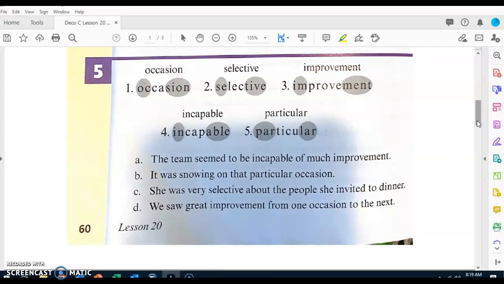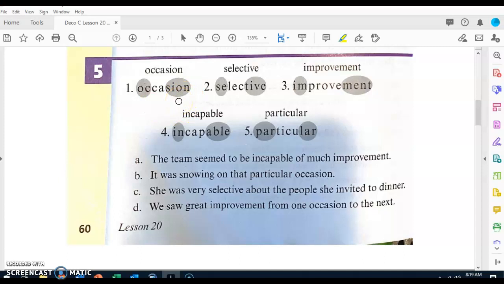All these words have more than one part. The first part and the last part are circled. Touch word number 1. Word number 1 is occasion. What word? Occasion. What's the first part? Ock. What's the last part?